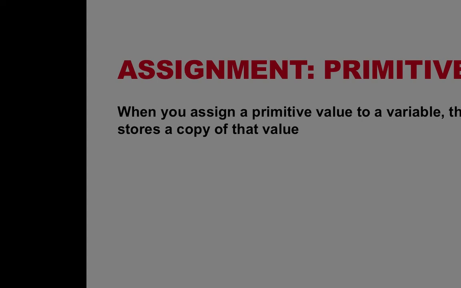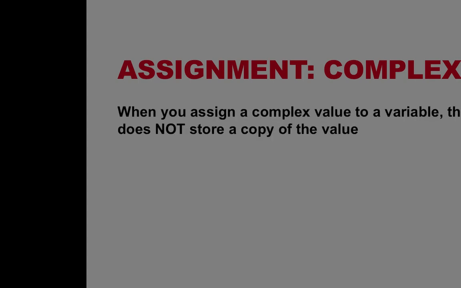Right, so when you assign a primitive value to a variable, the variable stores a copy of that value, like we saw. And when you assign a complex value to a variable, the variable does not store a copy of that value. It stores the reference, which points to a place in memory, somewhere else, where the actual data is being stored, and no copy is being made.